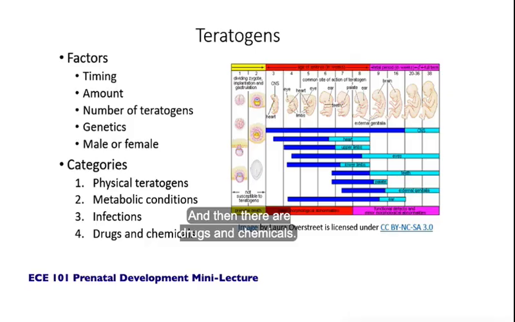And then there are drugs and chemicals. Those are the ones we often think of as teratogens. Things like radiation, heavy metals, insecticides, and both prescription and over-the-counter drugs. There are things that are safe to take when you're not pregnant that are really dangerous for embryos and fetuses. Obviously, illicit and recreational drugs, alcohol, cigarettes, other forms of nicotine, caffeine, and even some vitamins. If we have too much of certain vitamins, it can cause issues.